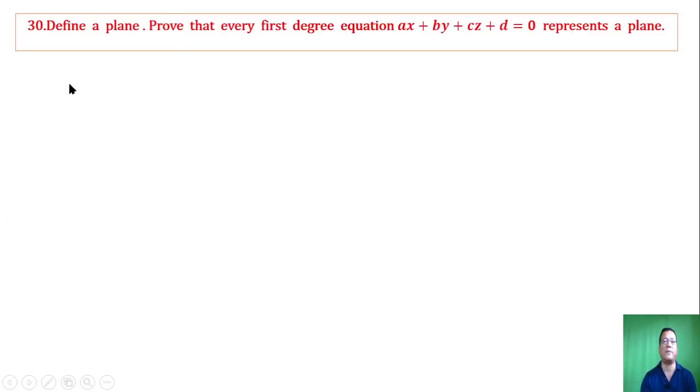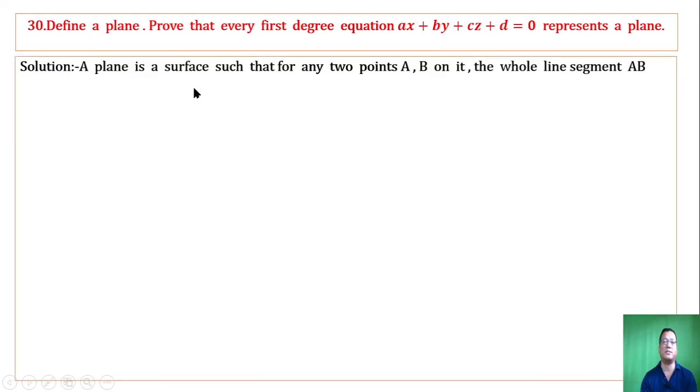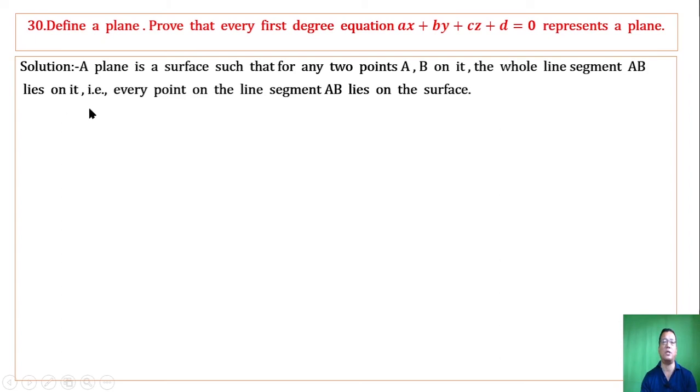Question 31. Define a plane. Prove that every first degree equation ax plus by plus cz plus d equal to 0 represents a plane. Plane number defined to first degree equation in three variables. Singasi always plane number represent we have with the ulu. A plane is a surface such that for any 2 points A, B on it, the whole line segment AB lies on it. That is, every point on the line segment AB lies on the surface.